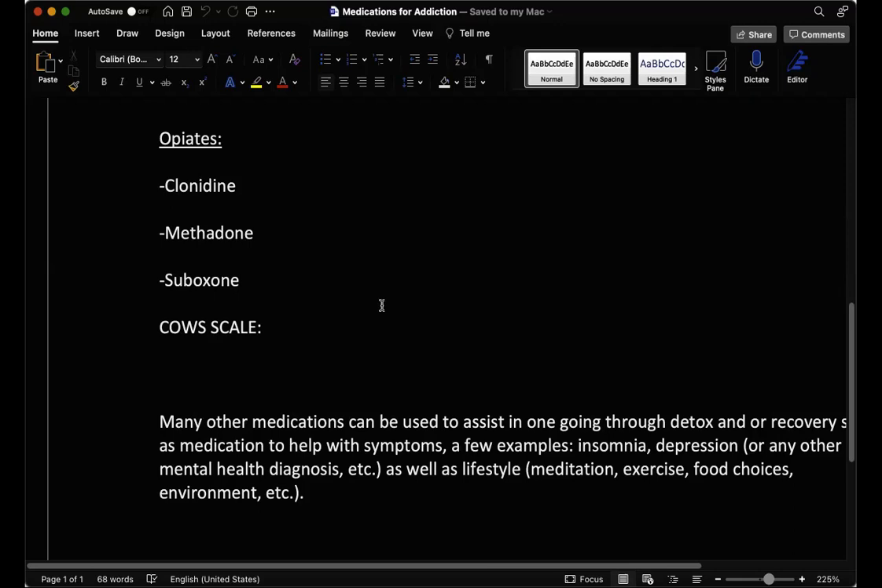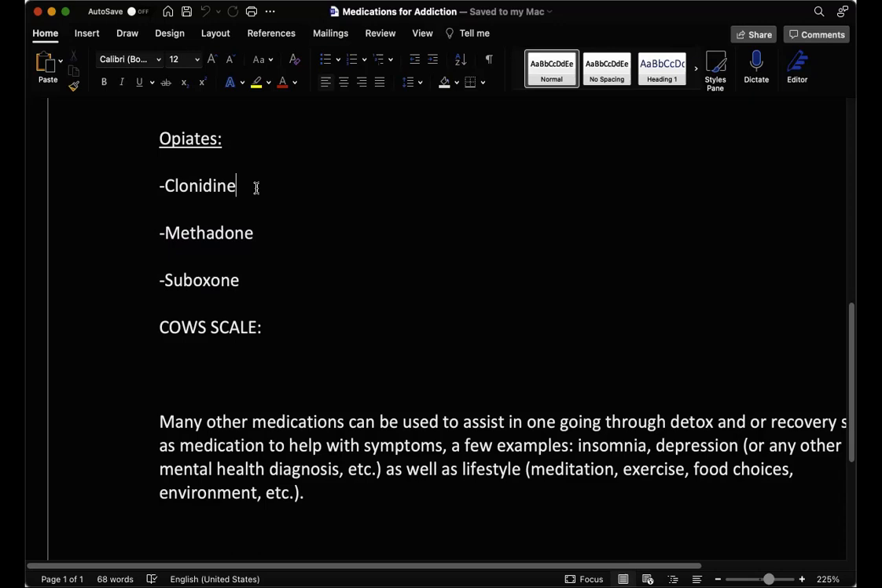So with opiates, we have the COWS scale, same thing. And I use the COWS scale for many, many reasons. We can use it to give medication, how much medication to give. I personally use it more so before I start these two meds, and I will explain that. In quick, clonidine, old school. It's a blood pressure medication. We usually give it at 0.1 milligram, two or three times a day, depending on the physician.